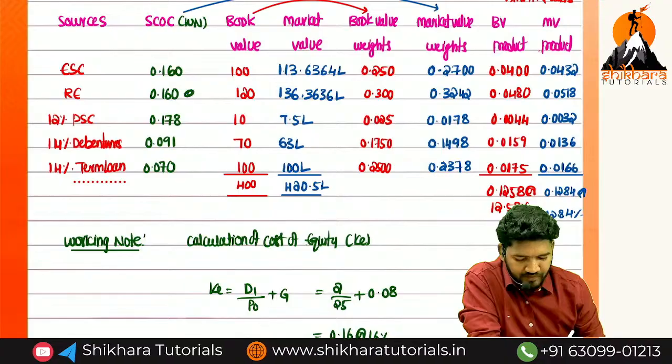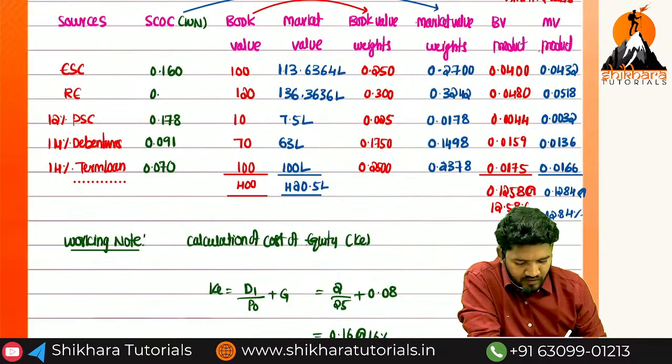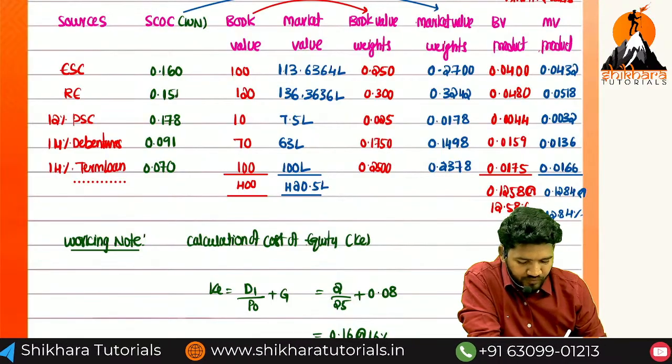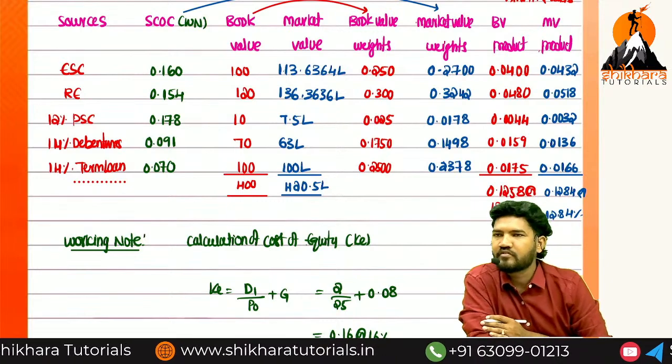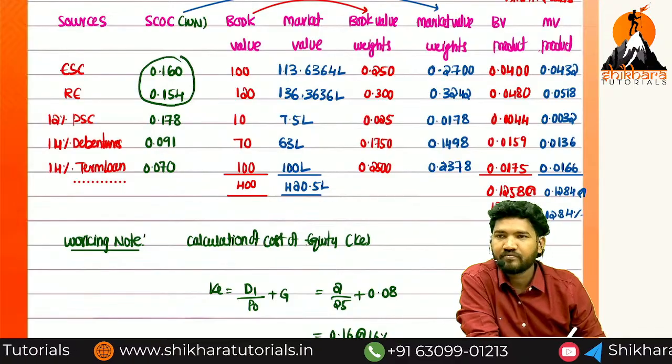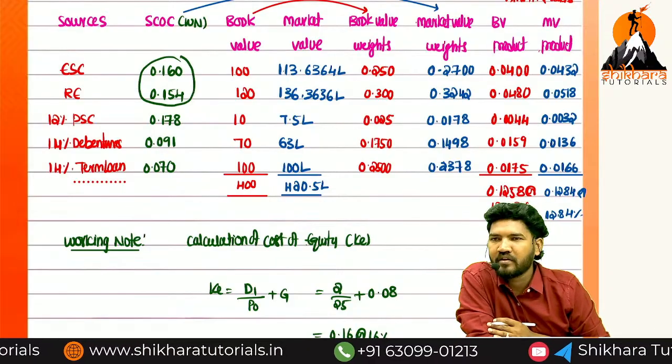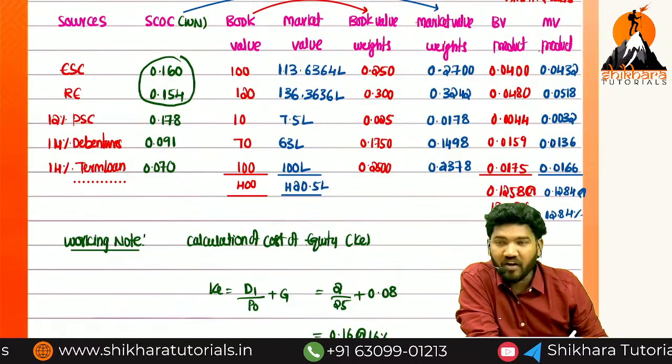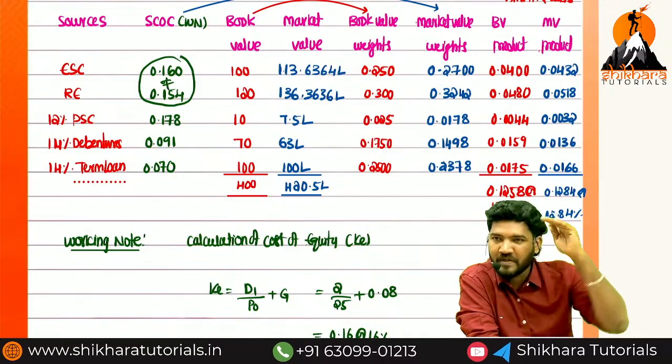For example, here 0.154. Can I take these two as common? That's why if KE is not equal to KR, you have to split, mandatory.